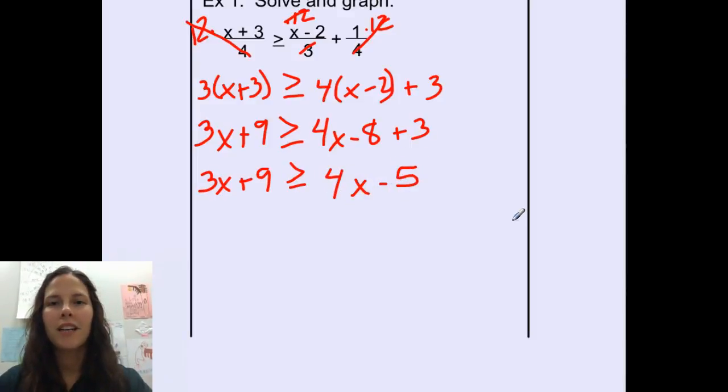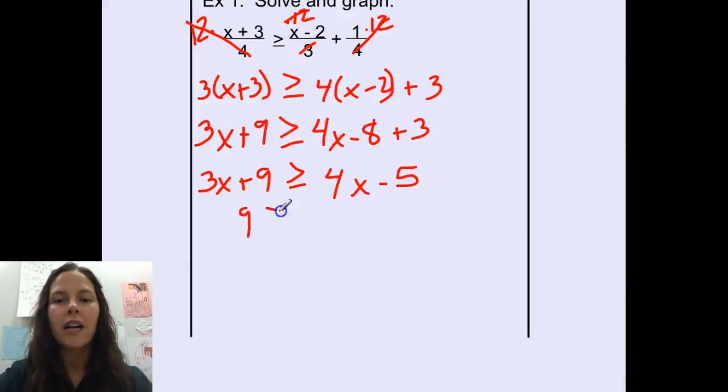At this point, we need to get our x's together. I highly recommend that you move the variable with the smaller coefficient. As a reminder, when you multiply or divide an inequality by a negative, you have to flip the inequality. So if we move our 3x by subtracting it from both sides, instead of subtracting 4x and ending up with a negative coefficient, then we don't have to worry about that. Adding 5 to both sides.